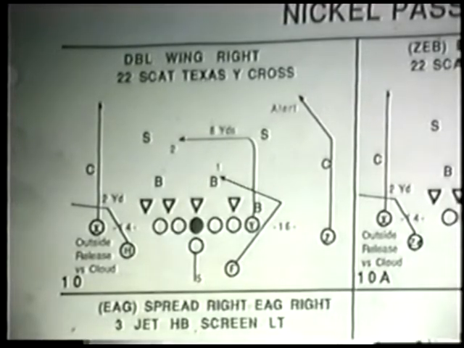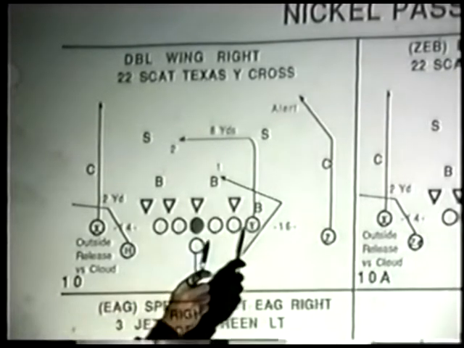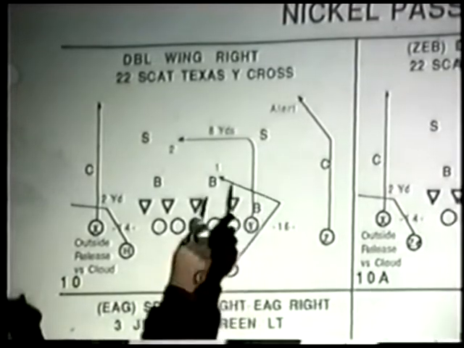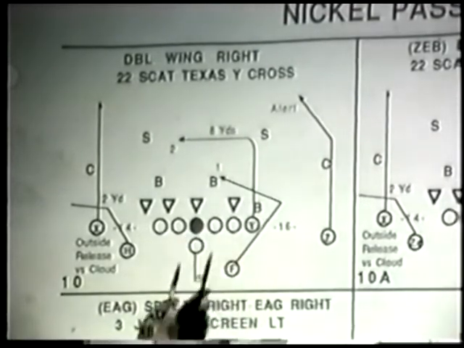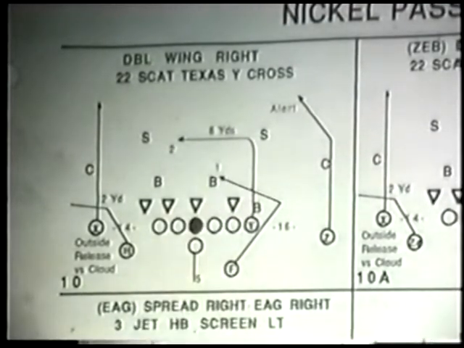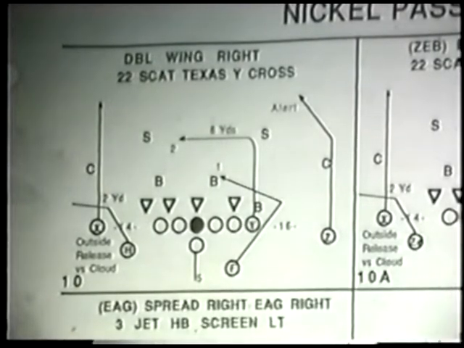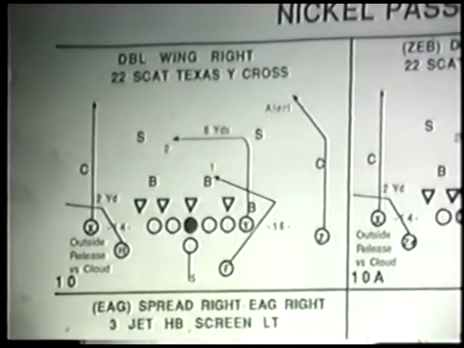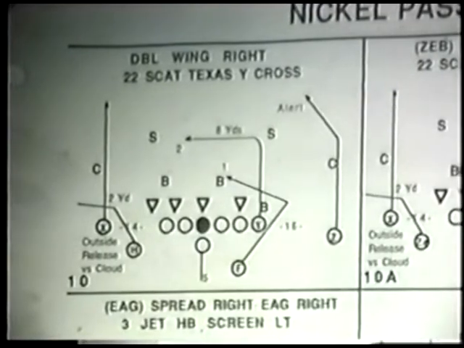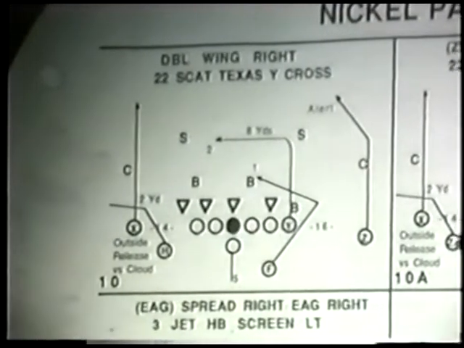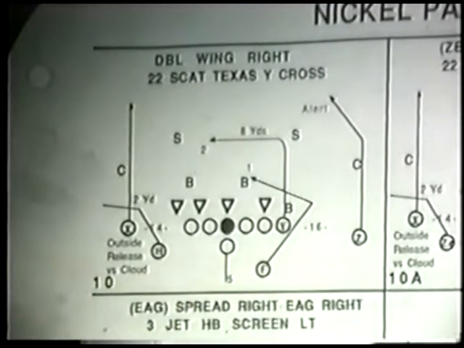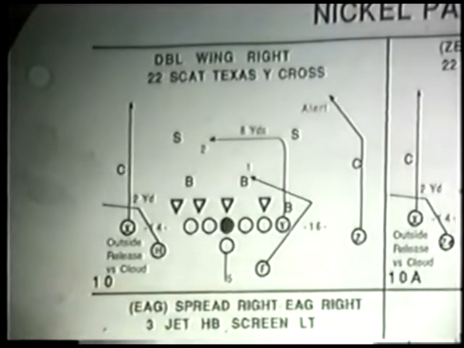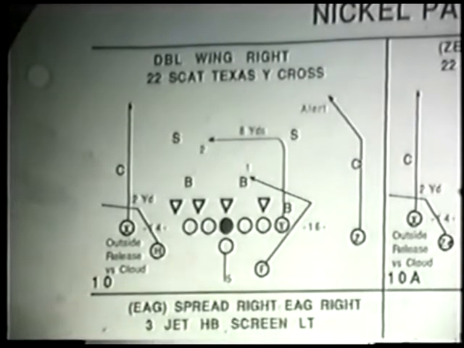We're going to run 22 scat. That means it's 5-man protection. Texas by the fullback. When we say wide cross, you're going to push to 8 yards vertically, straight up the field, and then you're going to run a basic cross. And you're going to stay on the move. Make a note. You stay on the move all the time. Okay? Don't worry about the coverage. If there's linebackers, just keep running. We'll throw it to somebody else, okay?